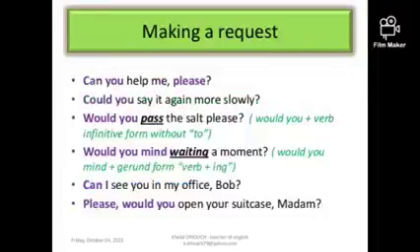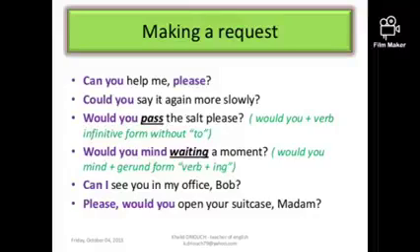Making a request. We have different expressions, okay? Number 1, can you help me please? Could you say it again more slowly? Would you pass the salt, please?